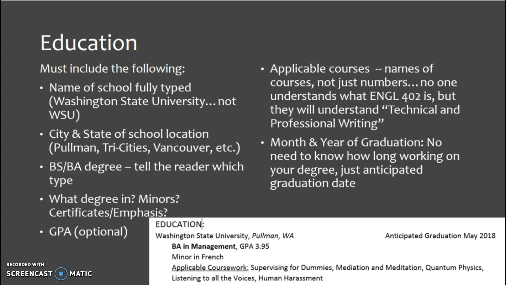Here's Grace's education section. So you can see that she has WSU, or Washington State University, where she is. She's graduating this May. Here is her degree bolded, GPA. She has a minor, and here's applicable coursework. So that's just an example of one way to format it and provide that information. It doesn't take up a lot of space.